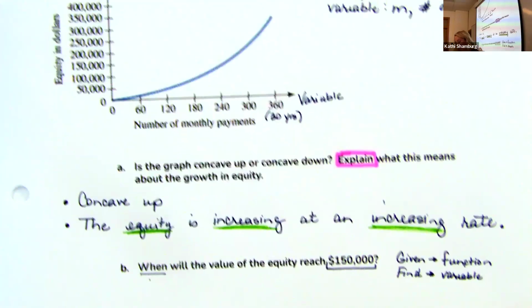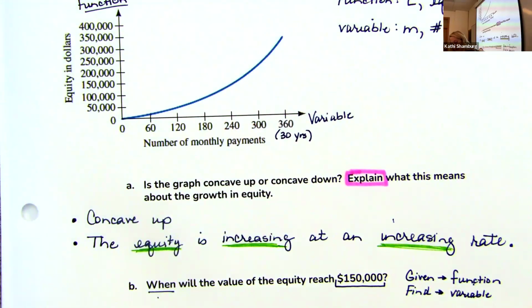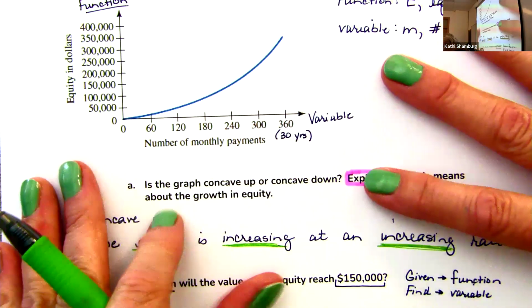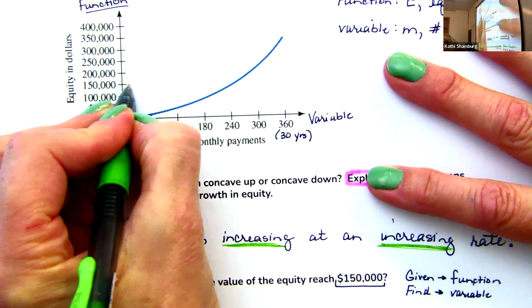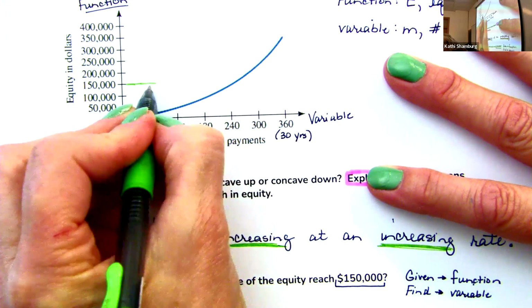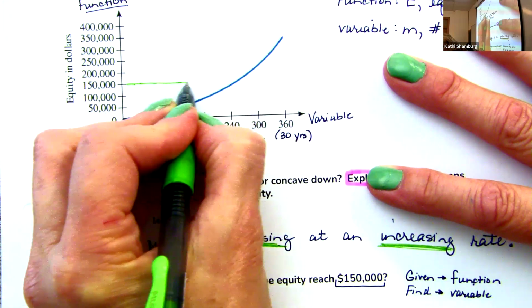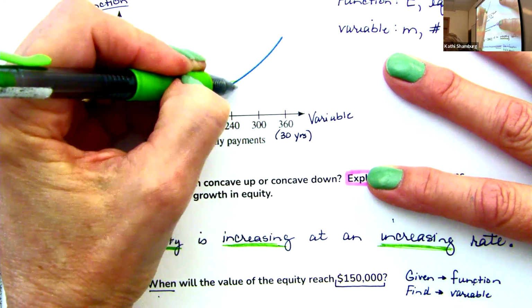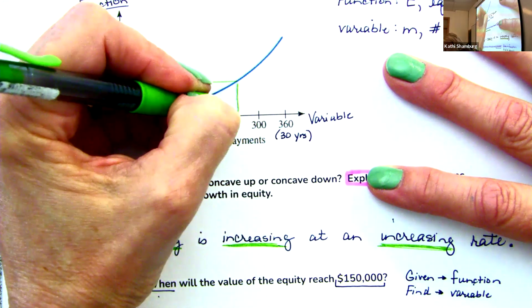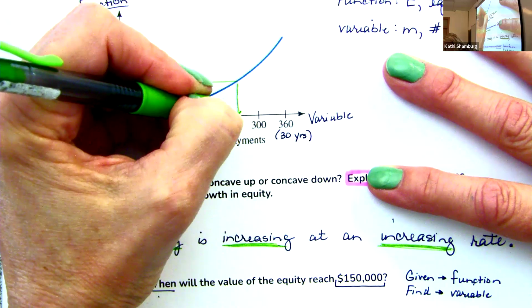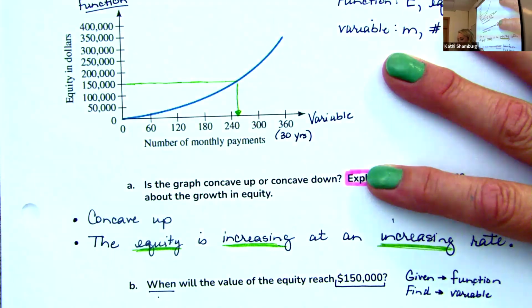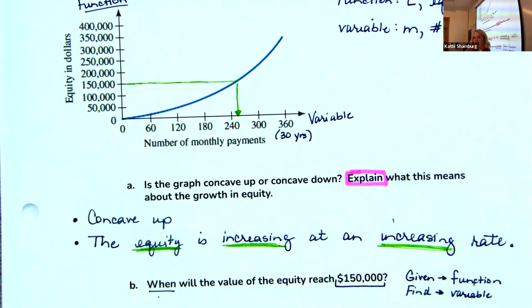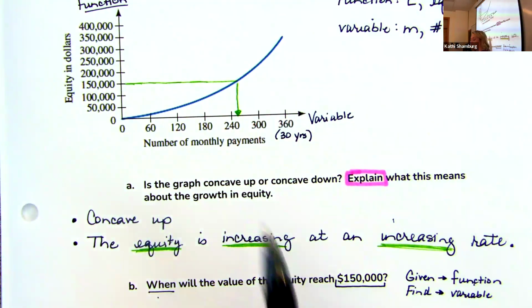Okay, so I'm going to locate 150. And then I'm going to try to draw as straight of a line as I can till I get to the graph. And then I'm going to see where that is on my variable axis. Now, this did not land exactly on one of the numbers that's given. So we're going to do an approximation.